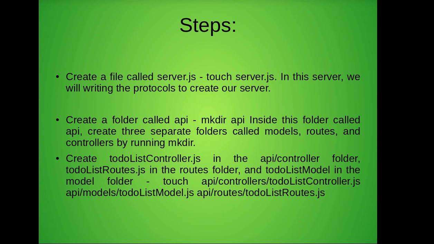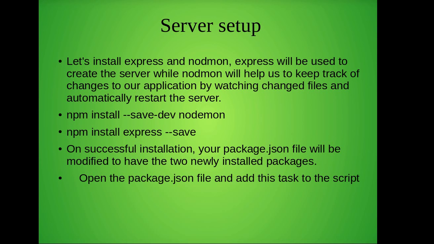Again we'll see the steps. Steps must be continued here. After that we'll create our server. First we'll create our client part. Now we'll see our server part. In our server part we'll touch server.js, where we will write the code for our server. Then create a folder called api with mkdir, and then create listController.js. Then we'll see the setup of the server. How will we set up the server?